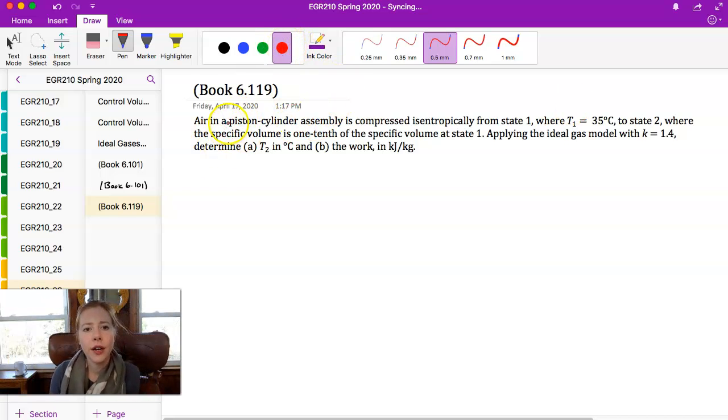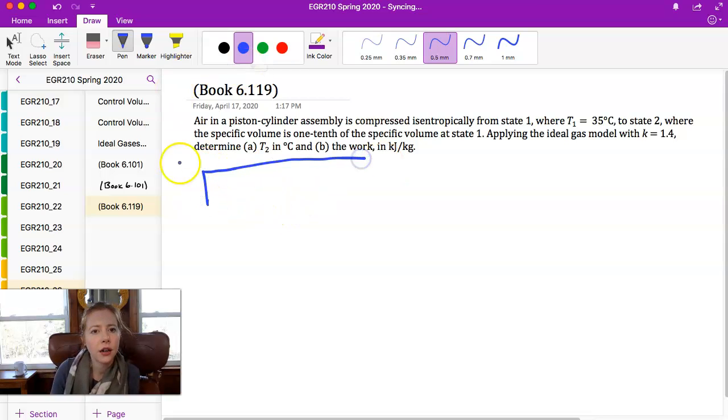Okay, air in a piston cylinder assembly is compressed isentropically from state 1, where the temperature is 35 degrees Celsius, to state 2, where the specific volume is 1 tenth of the specific volume at state 1. Applying the ideal gas model with K equals 1.4, determine A, T2 in degrees Celsius, and B, the work in kilojoules per kilogram. So let's draw a little sketch.